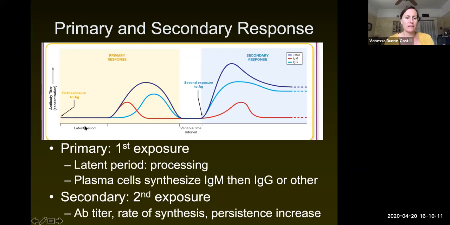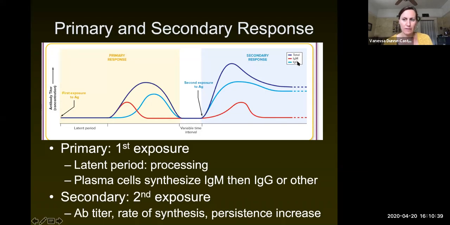Once that T helper cell is engaged and begins its expansion and then produces those effector cells that can then go and activate B cells, etc., right? That's when you have our response actually start to take off. So this whole latency period can be days or potentially weeks, but usually it's days before you get that first exposure. That first response. So once you do have that response, then look at this little chart.